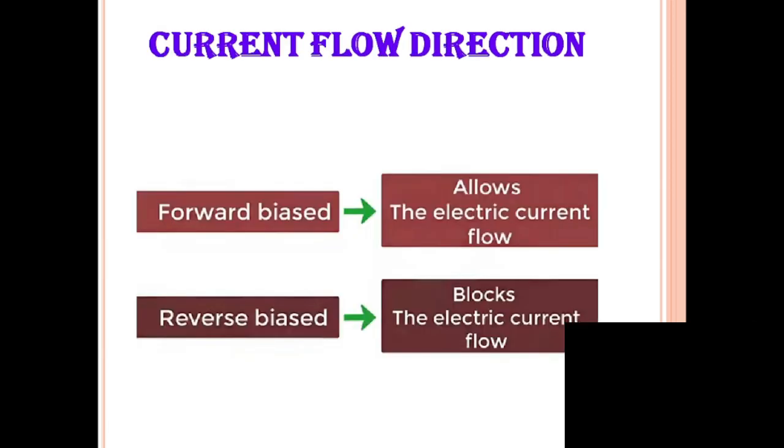So regarding current flow direction, whenever the PN junction diode is in the forward bias condition, it allows the electric current to flow. At the same time, if it is in the reverse biased condition, it will block the flow of current. So this is the current flow direction in a PN junction diode.